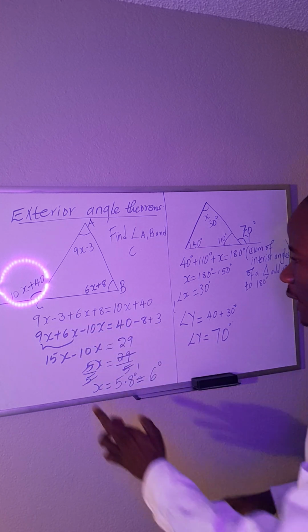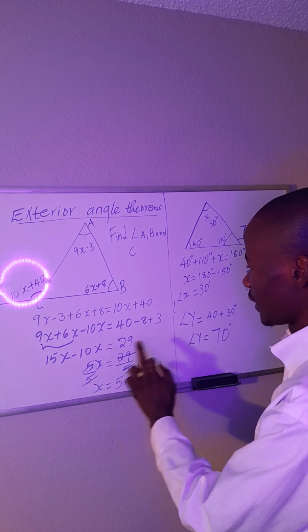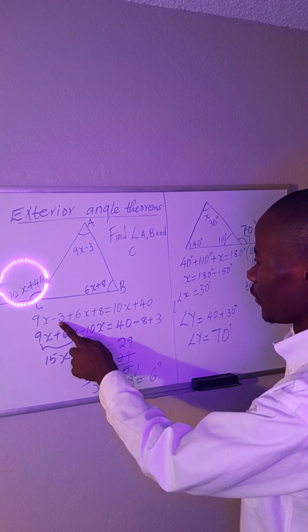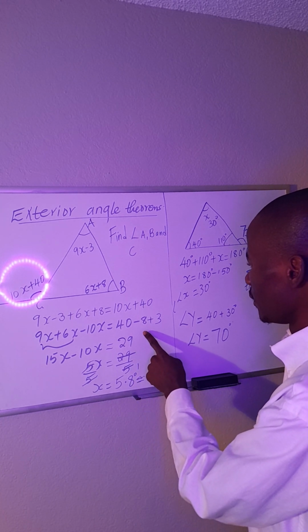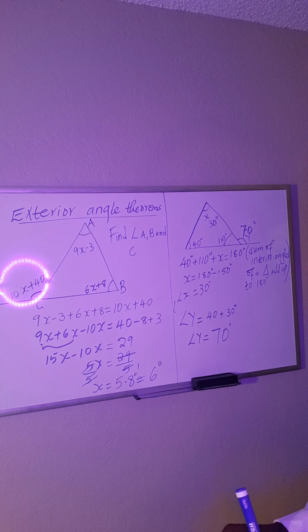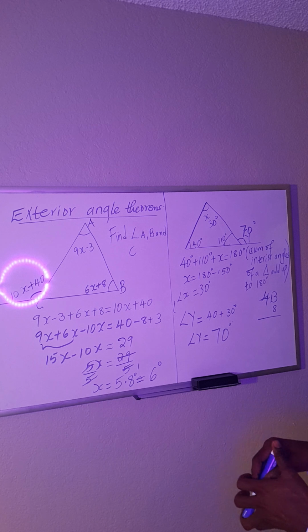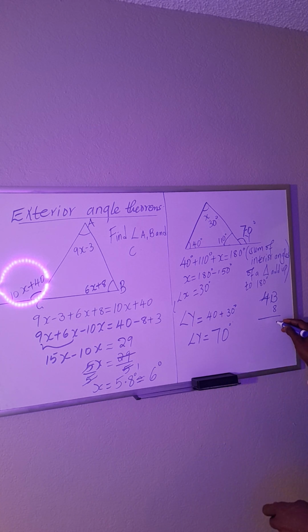When you reach here, you simply collect like terms. 9 plus 6 is 15. Take away 10x is 5x. Is equal to, here I have 40. 40 plus 3 is 43. 43 take away 8, we got 35.